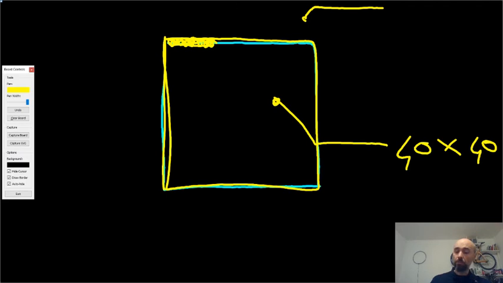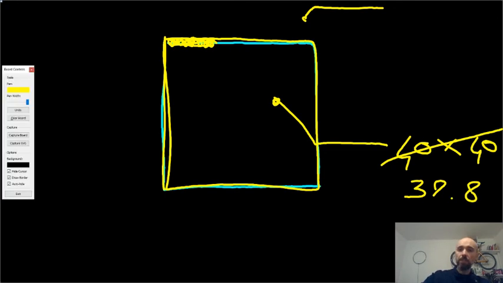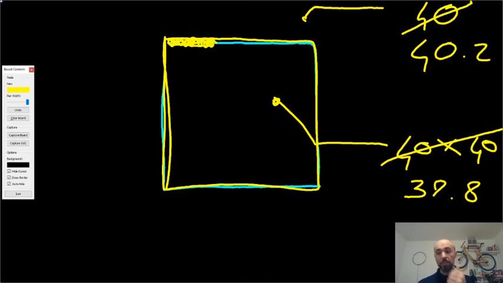It really depends on the quality of the laser, but it's not going to be exactly 40. The same way, this is not, let's say, 40 by 40, but for instance 39.8. And in this case, it's not going to be 40 either, but a bit bigger, so 40.2, for instance.